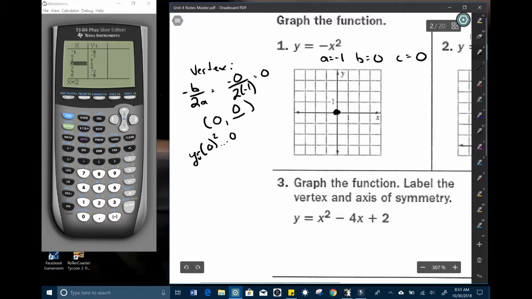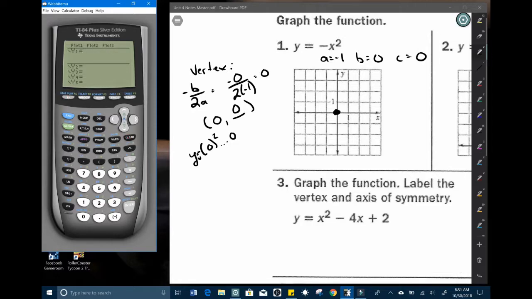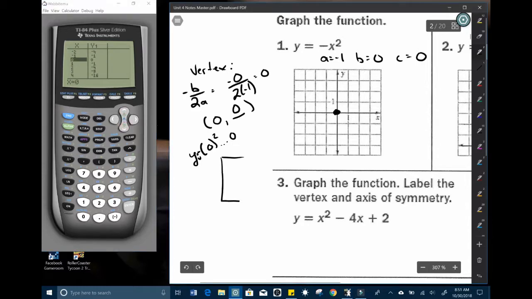To find some other values, let's go to the graphing calculator. Y equals, clear that out, negative x squared. I'm going to go to the table. And here's my vertex, 0, 0. I want to get that in the middle. And I'm just going to plot some other points. So 0, 0 is my vertex. Negative 1, negative 1. 1, negative 1. And let's get some others. Negative 2, negative 4, and 2, negative 4.